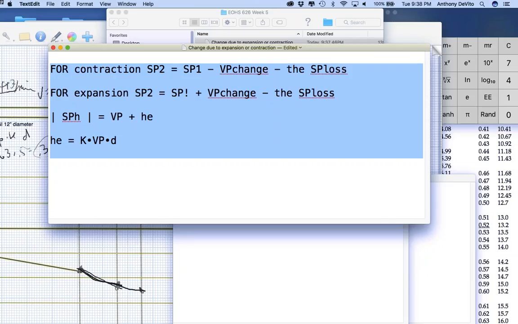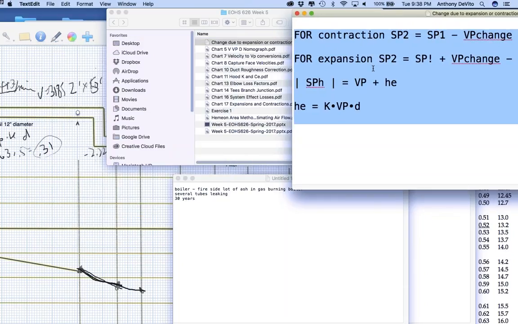Okay, we're going to look at a factor to figure that out. Now for expansions, the static pressure in the second part is equal to the static pressure in the first plus the velocity pressure change minus the static pressure loss. Right? Okay, so now let's take a look. We have a chart here for static pressure loss for contractions.